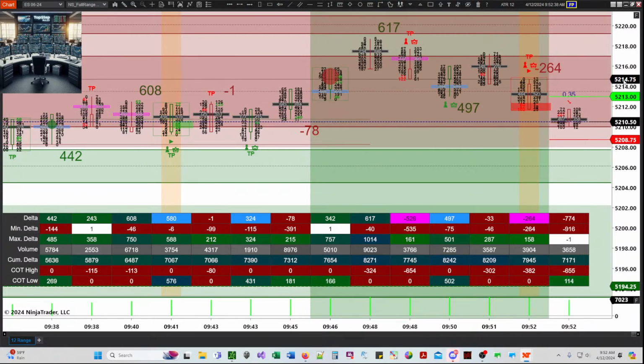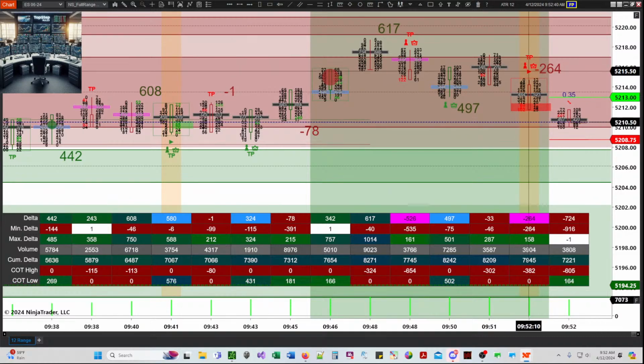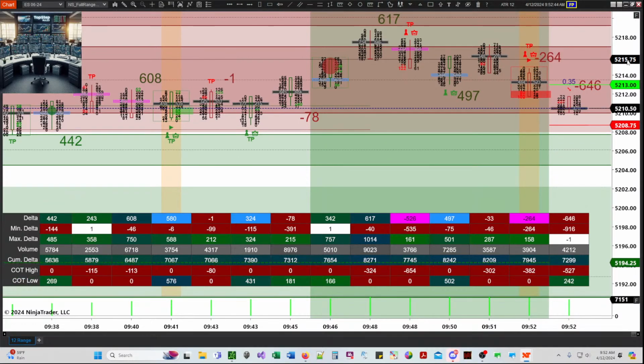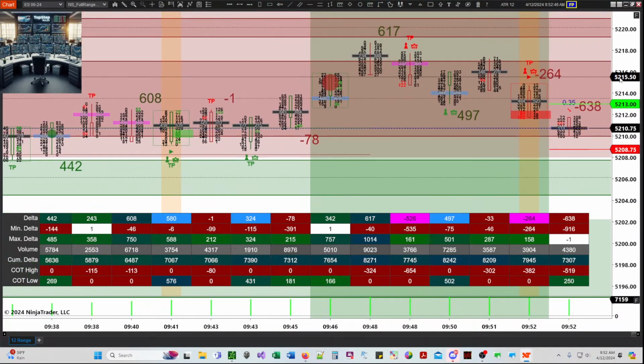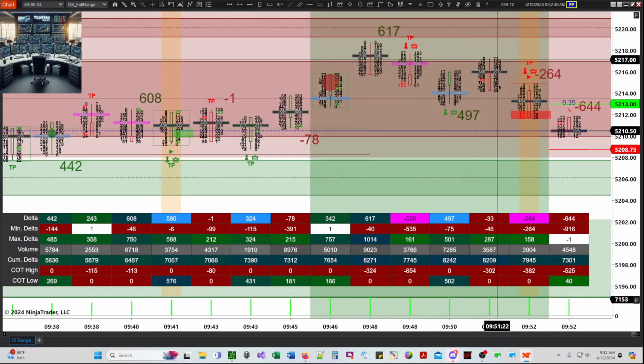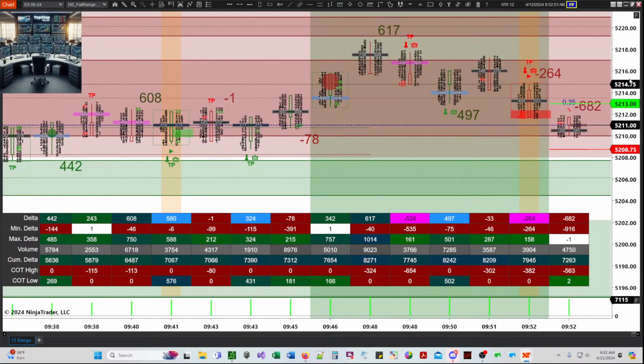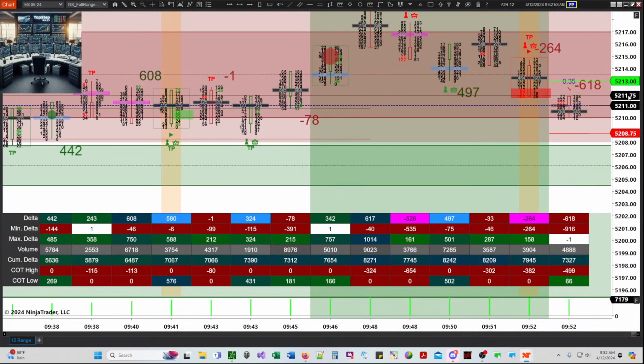Falling delta, got a ratio flashing. Min max, thin print, last bar. Got 71. Then you got 13. Now we're looking at a 108 up here flashing.